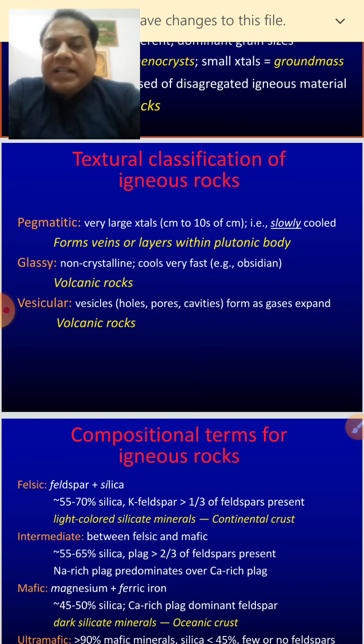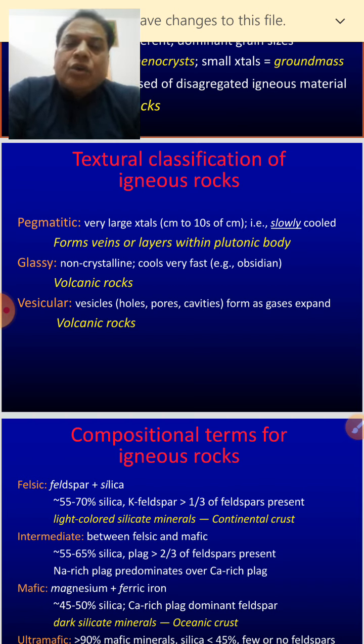The next is glassy. Glassy is non-crystalline, or say zero grain size. It cools very fast. And the examples you all know: obsidian, pitch stone, right? So this is glassy, means they are non-crystalline. They are solid, but they are not crystalline, just like the chalk we use on the board. That is solid, but not crystalline. That is amorphous. That is glassy, or having zero grain size.